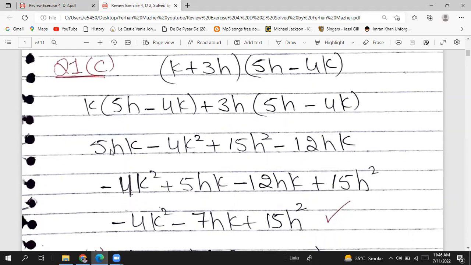So k multiplied with 5h will be 5hk. k multiplied with minus 4k will be minus 4k squared. 3h multiplied with 5h will be 15h squared. And 3h multiplied with minus 4k will be minus 12hk. So we will rearrange them: minus 4k squared plus 5hk minus 12hk plus 15h squared. So minus 4k squared, plus 5hk minus 12hk, that will be minus 7hk, and plus 15h squared. So this is how you will do question number 1, its C part.